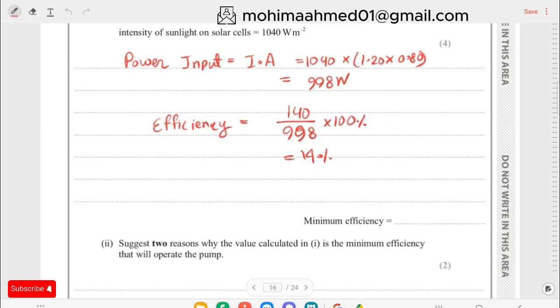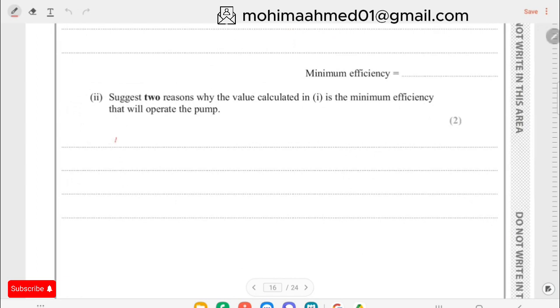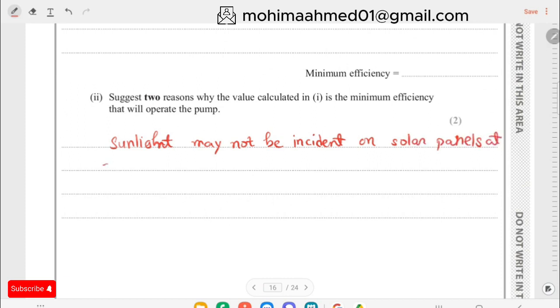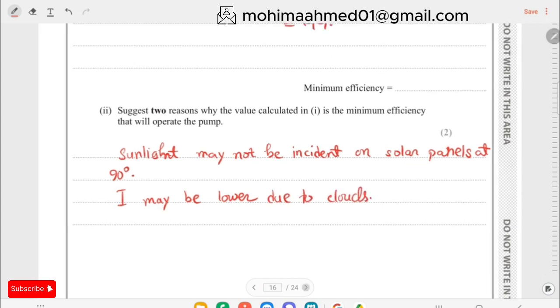Maybe the pump receives the entire 998 watt but cannot use the entire 100% because of its thermal conductivity or other reasons. So we can write: sunlight may not be incident on solar panels at 90 degrees. Another thing is that the intensity may be lower due to clouds. Okay, that's it. We'll move on to the next question then.